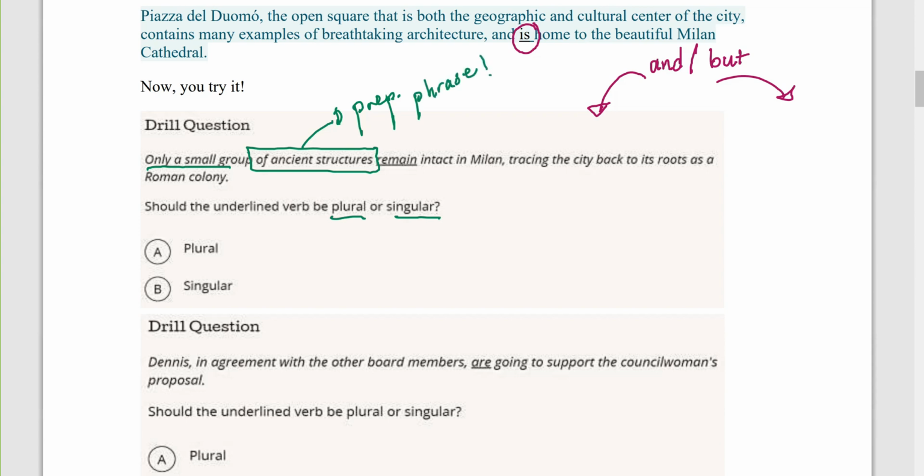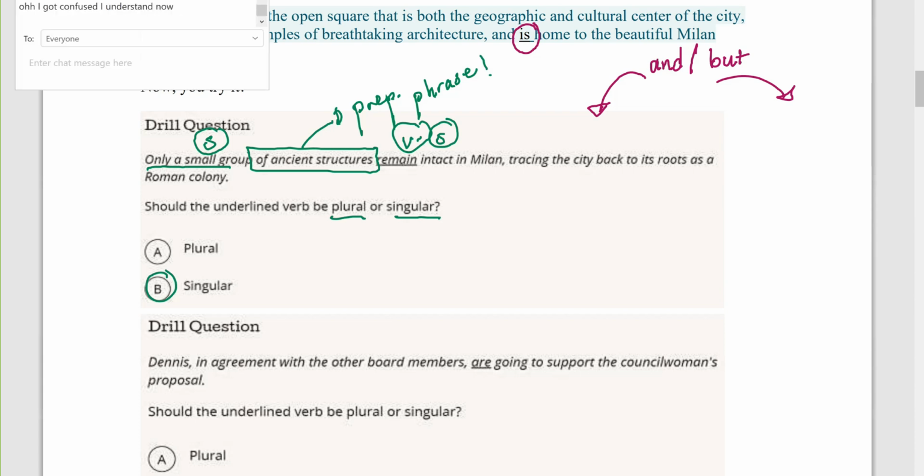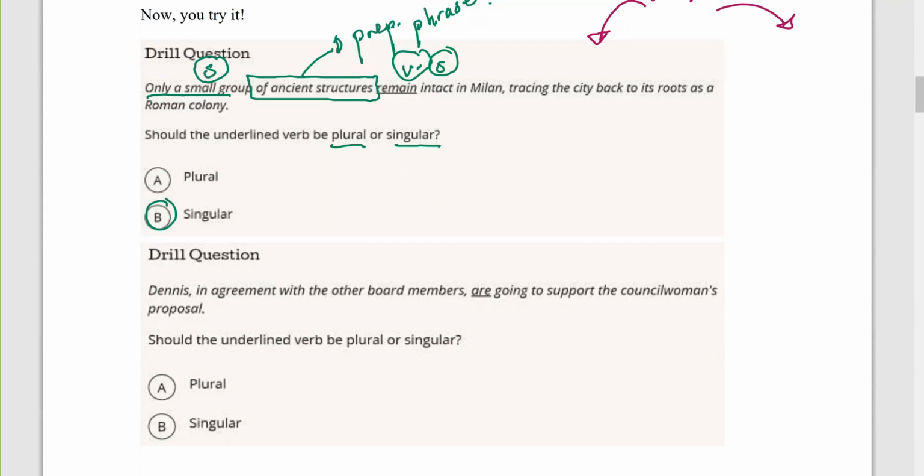So forget about it. So the main subject here is what? A small group. That's the main subject. And the verb remain, so it has to be what? Singular. So it has to be remains. You just add an S here. Clear? Great. Drill question 2.